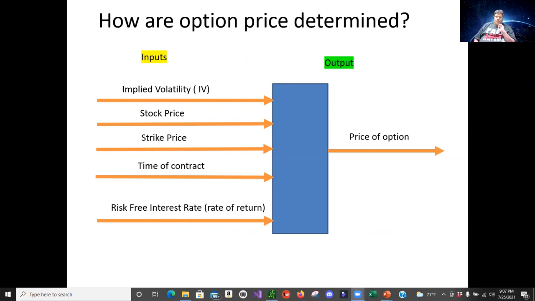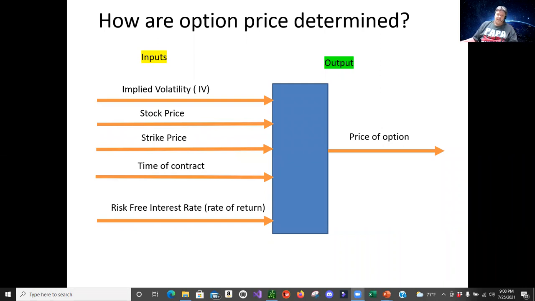Okay, so in the most simplistic way, I'm an electrical engineer, so I like to think of inputs and outputs. Okay, so all the different inputs you have are what they call the implied volatility, the stock price, what the current strike price is, the time of the contract, and what they call the interest rate.